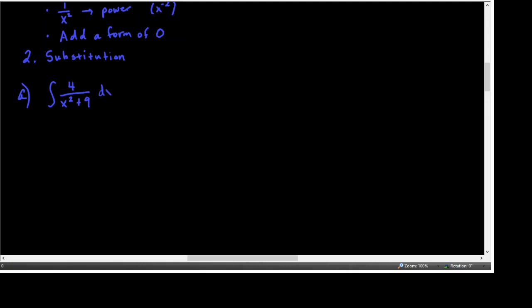Okay, the first thing you check is, well, is this one of our basic 20? And if we pull that 4 out, which of course we can pull the constant out according to rule number 1, and make this 4 times the integral of 1 over x squared plus 9 dx, then look through the first 20 and see if there's anything that reminds you of that.